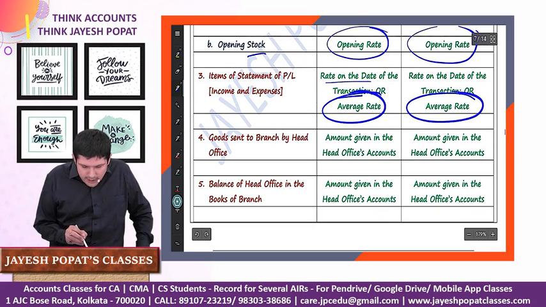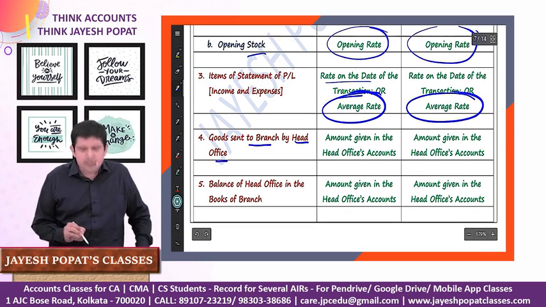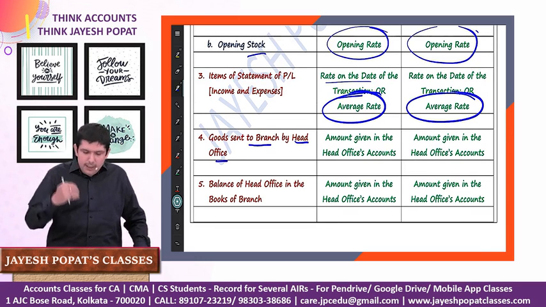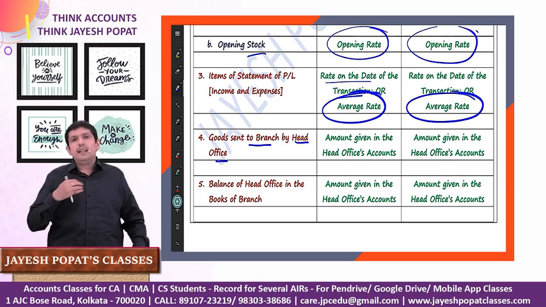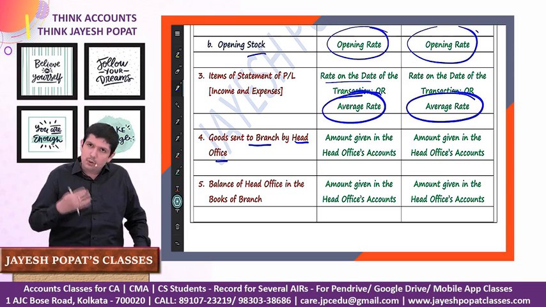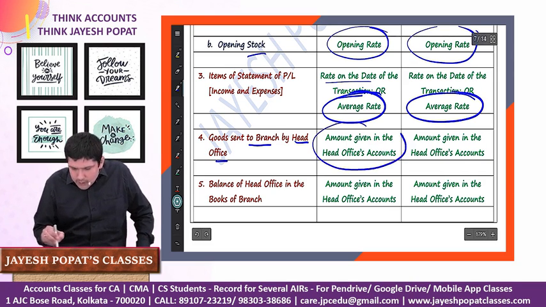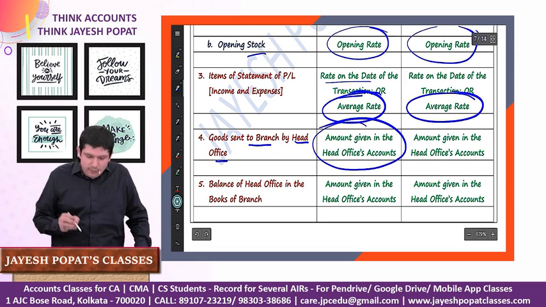Now there will be goods sent to branch by the head office. We don't need to convert, right? When the head office sends these goods to the branch, the head office will record that entry in its local currency, using the amount which is given in the trial balance of the head office.